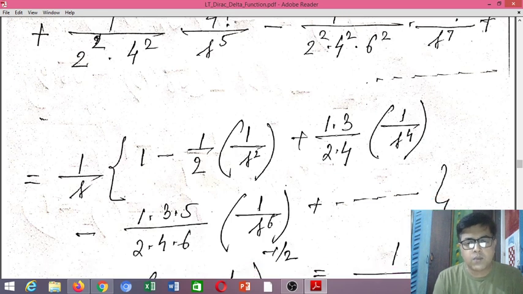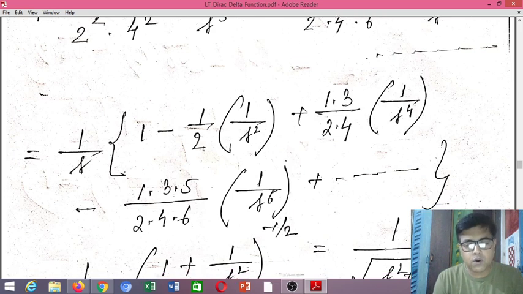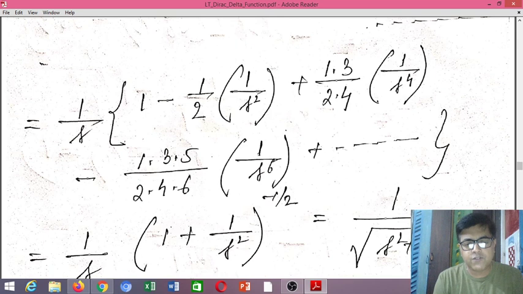So if you take 1 by s common from all the terms, you'll get an expression something like this: 1 minus half into 1 by s square plus 1 into 3 by 2 into 4 into 1 by s to the power 4 minus 1 into 3 into 5 by 2 into 4 into 6 into 1 by s to the power 6 plus dot dot dot right up to infinity, because it's an infinite series, because it's a series solution, Bessel's function of order 0.